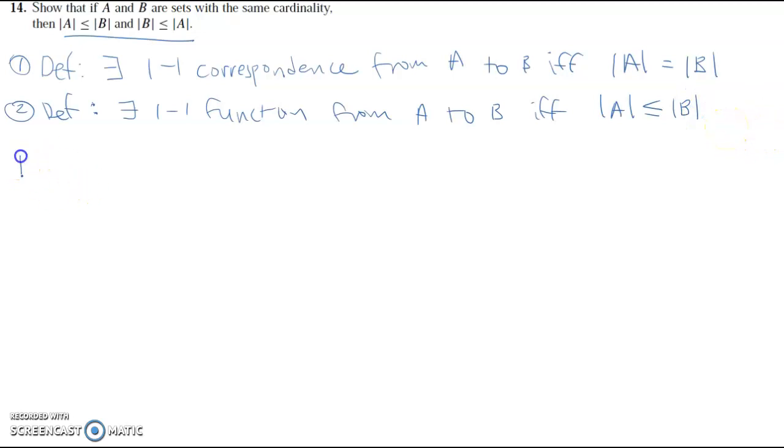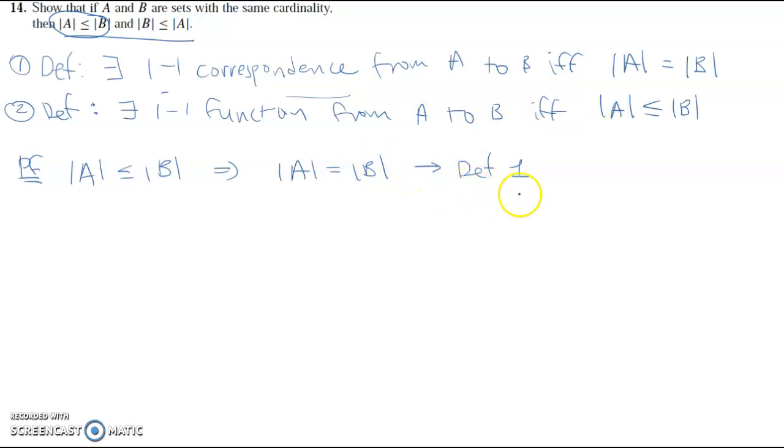Okay, so to prove this, first I'm going to take a look at this part. Given this, the cardinality of A equals the cardinality of B. So from here, we can go back to the first definition. We know that there is a one-to-one correspondence F from A to B.